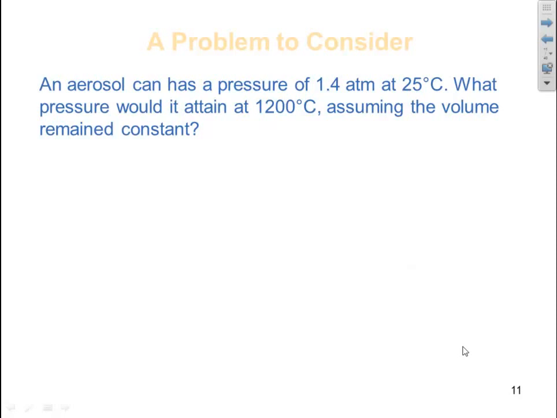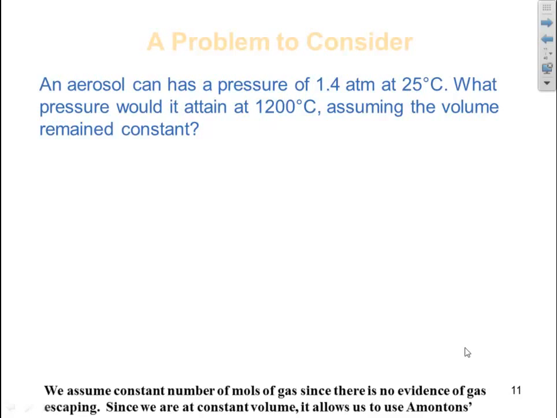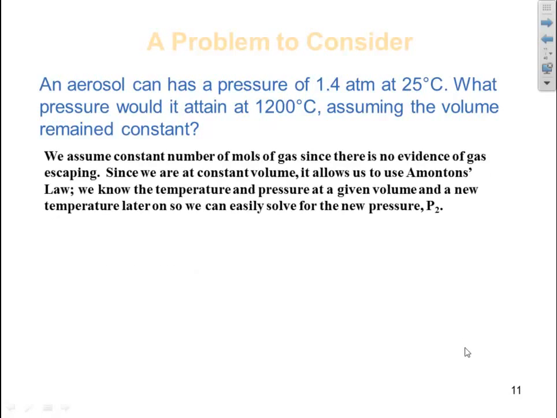Let's try a problem. An aerosol can has a pressure of 1.4 atmospheres at 25 degrees C. What pressure would it attain at 1200 degrees C, assuming the volume remained constant? We assume constant number of moles of gas since there is no evidence of gas escaping. Since we are at a constant volume, it allows us to use Amontons's law. We know the pressure and temperature at a given volume and a new temperature later on, so we can easily solve for the new pressure.